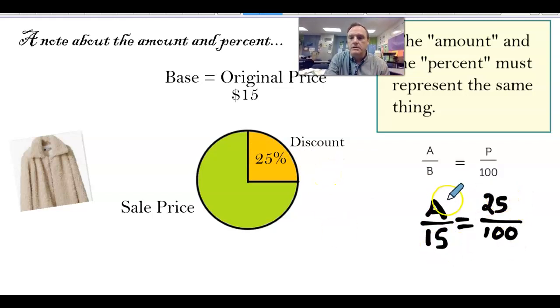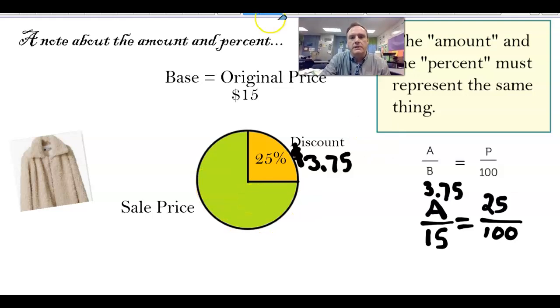So we can use our method of cross multiply, we can divide, or we can use any other method to find our answer. And when we solve this, we see that the amount equals 3.75, so $3.75, and that is going to be the amount of the discount, because the percent and the amount represent the same thing. They both represent the discount. Now the question is, what would you do now to find out what the sale price is? Well, if your original price is $15 and you save $3.75, you probably understand that you need to subtract those to find the sale price right here.